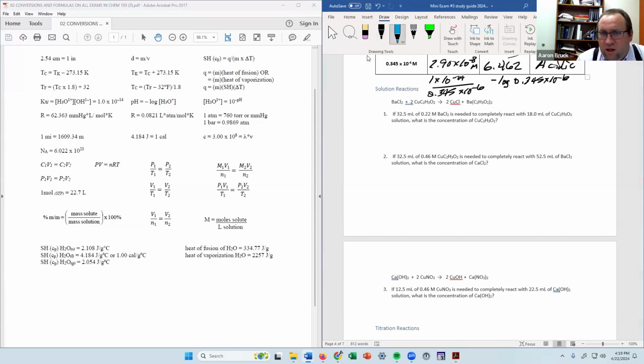So if 32.5 milliliters of 0.22 molar barium chloride is needed to react with 18 milliliters of this solution, what is the concentration of the solution? Using the titration equation, M1V1 over N1 is equal to M2V2 over N2.